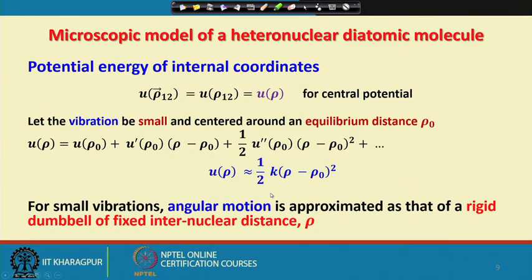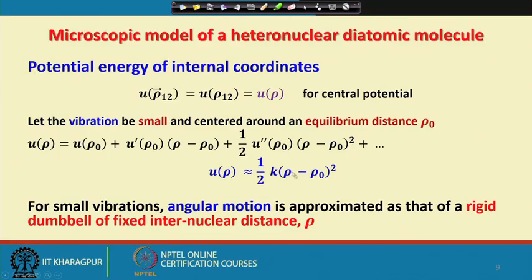Then where does the rotation come into the picture? Of course, then I would say that if I have small vibrations, for each vibrational state I will have the angular motion, and this angular motion can then be approximated as that of a rigid dumbbell of fixed internuclear distance. So, once again, simply because there is a difference in time scale in which the vibrational motions occur and the time scale which is associated with the rotational motion, this appears to be a reasonable approximation.